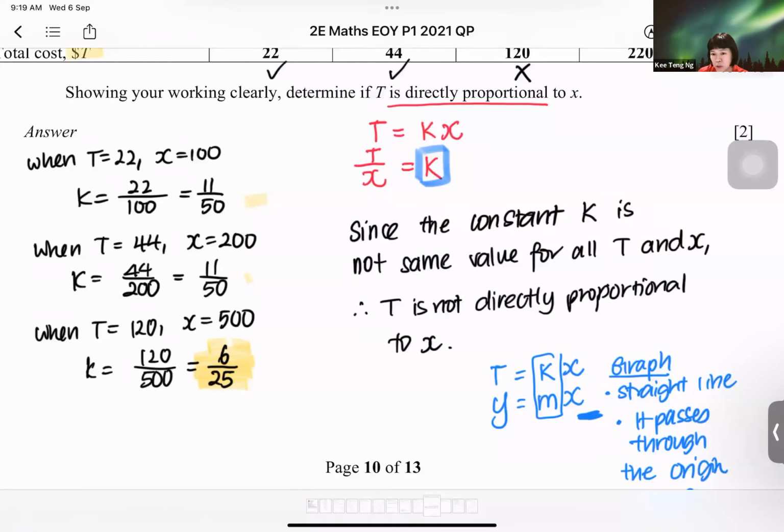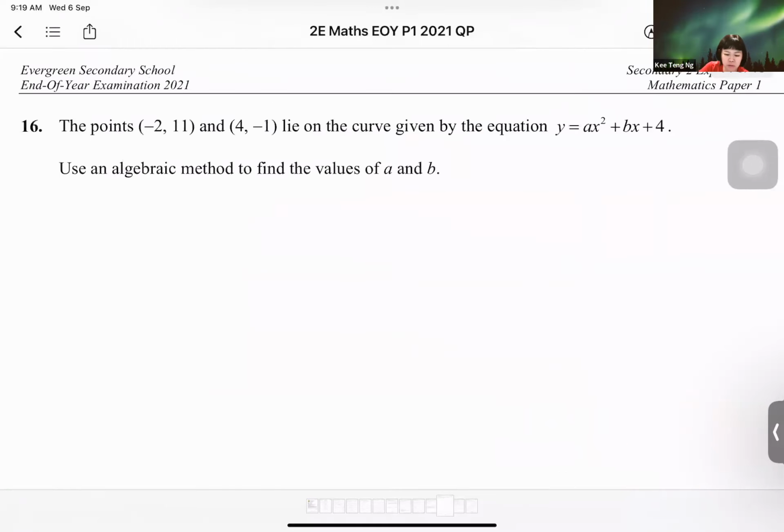Can I continue reading the next question? My aim is to finish up at 9:30. Can I? Cannot? No response. Okay, then I continue to the next question. Okay, I got one thumbs up. Okay, next question. Last few questions already.